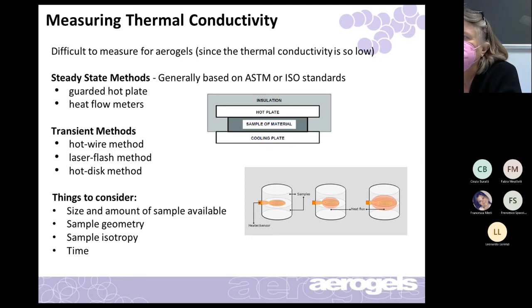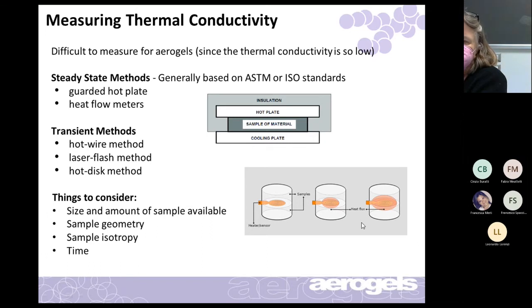There are two types of methods. There are steady state methods, which involve guarded hot plates or heat flow meters, and I'll explain those in a minute. It's something shown here, and there are all kinds of standards for using steady state. Or there are transient methods. With steady state, you heat something up for a long time and you can measure temperatures to get data. With transient, you heat something and you measure the temperature response. There's the hot wire, the laser flash, and the hot disk method. This is the hot disk method. We'll talk briefly about all of those.